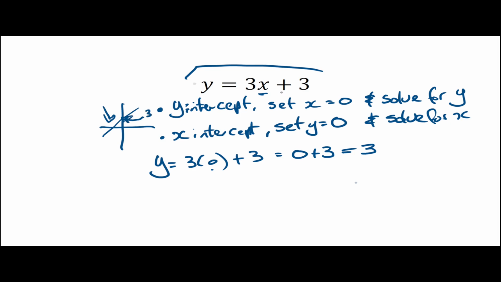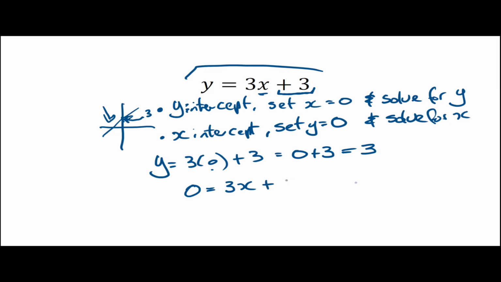But we kind of already knew that, didn't we? Because we know that this constant term at the end here is the y-intercept. Fair enough. Now let's set y equals 0 and find the x-intercept by solving for x. So y equals 3x plus 3. So y equals 0 now. We're going to set it equal to 0.